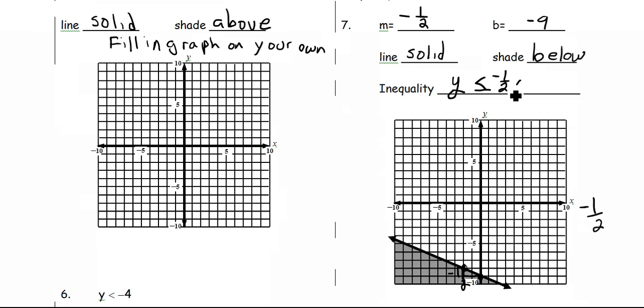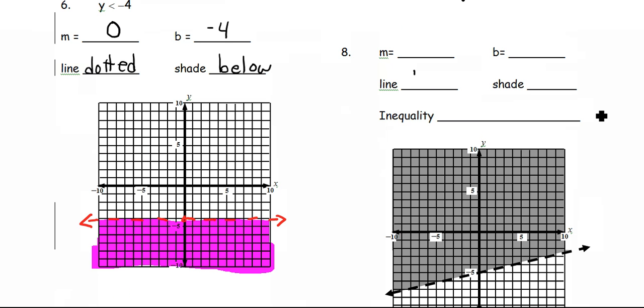Now, this is a good time to talk. If you remember y equals mx plus b, the only thing different here is that we're not using an equal sign. We're using an inequality. So this is y is less than or equal to -1/2 x minus 9.